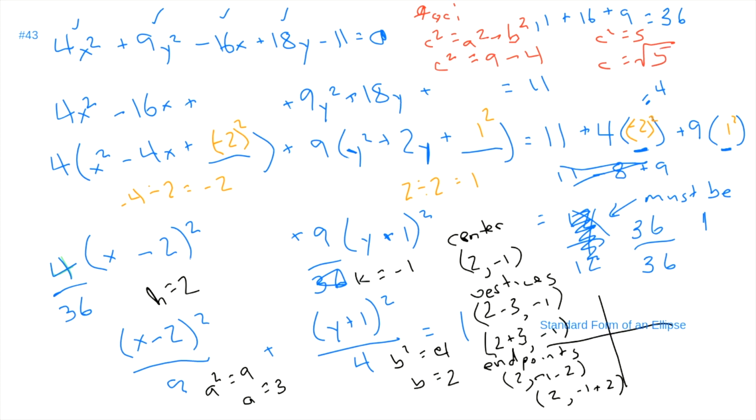And that means my foci, where are they? Well, they're at the center, except they're shifted by the square root of 5. And so I'm going to have (2 minus the square root of 5, -1) and (2 plus the square root of 5, -1). Wow. We fit it all in this little whiteboard. I don't know if that was fun or if that told you everything you wanted to know.